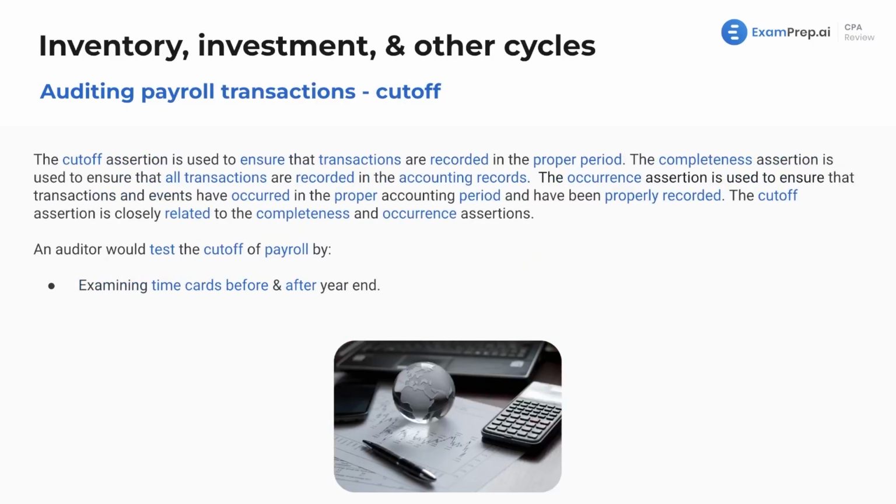For cutoff, we're going to examine time cards before and after year end to make sure we didn't pay someone for next year during this year and vice versa.